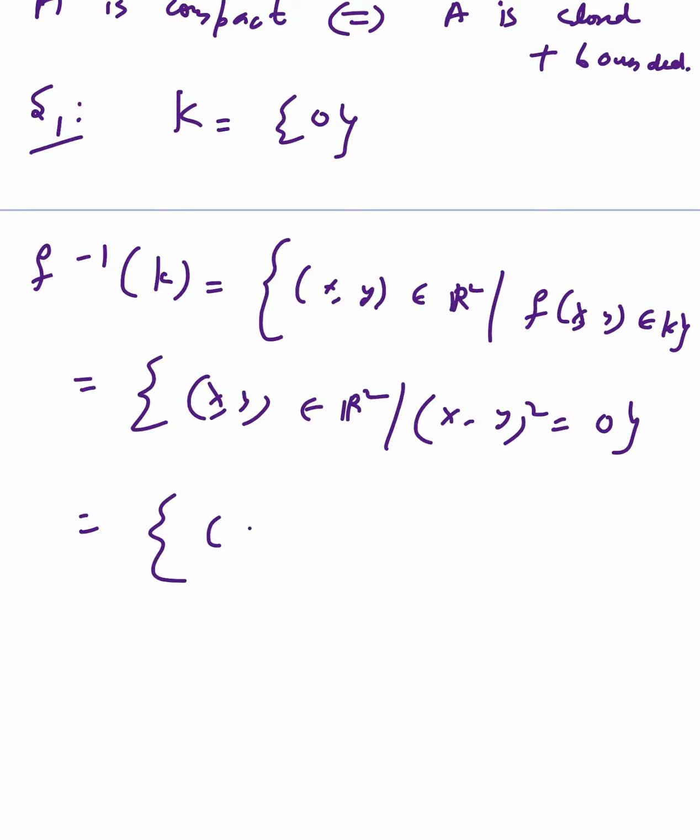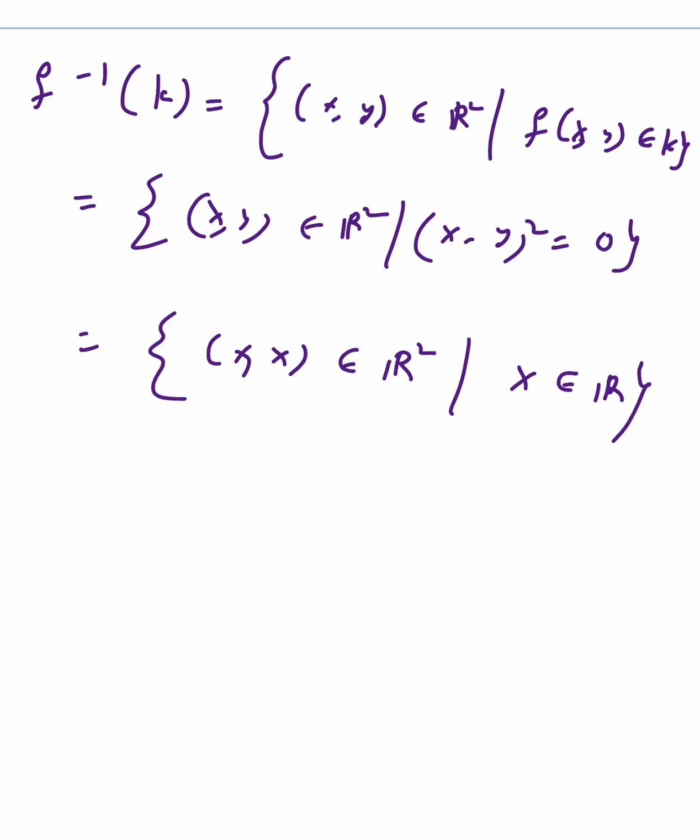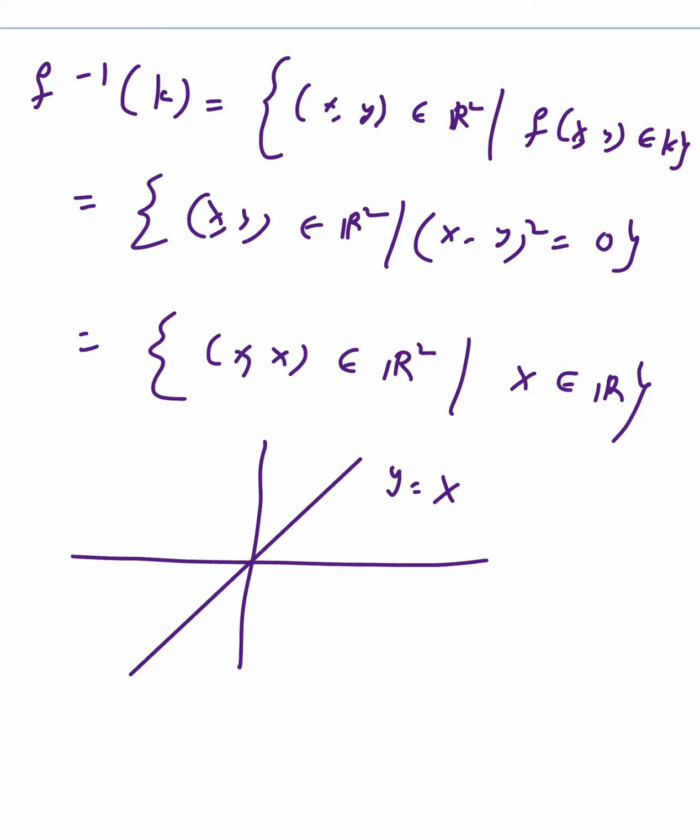So here we have (x, x) such that x is in R. And what is this? This is nothing but the line passing through the origin. This is the line y equal to x. This is our f inverse K. So is it bounded? It's not bounded, right?